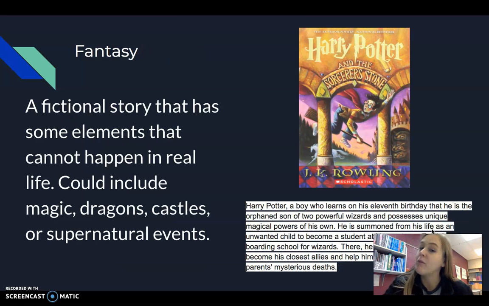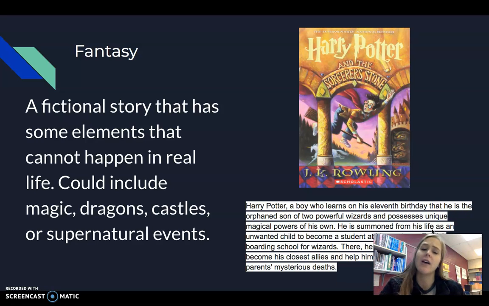Our next genre is one of my personal favorites. It is fantasy. Fantasy is a fictional story that has some elements that cannot happen in real life, and it might have magic, dragons, castles, or supernatural events. Now, what I've noticed is sometimes people confuse fantasy and fairy tale, but remember with fairy tale, we're probably going to have some type of royalty, like a princess, Prince Charming, and they're going to have that once upon a time and the happily ever after. Fantasy could still have magic, but it's also going to have things like castles and dragons. It might have mythical creatures in it.